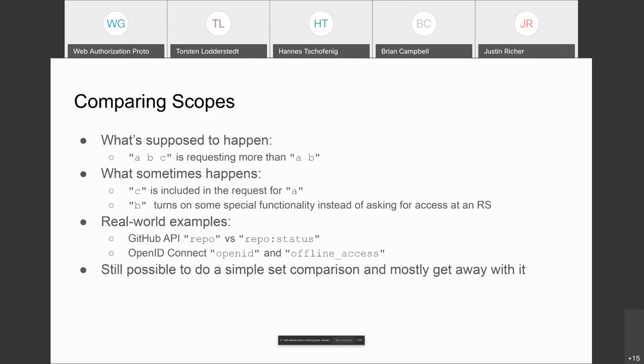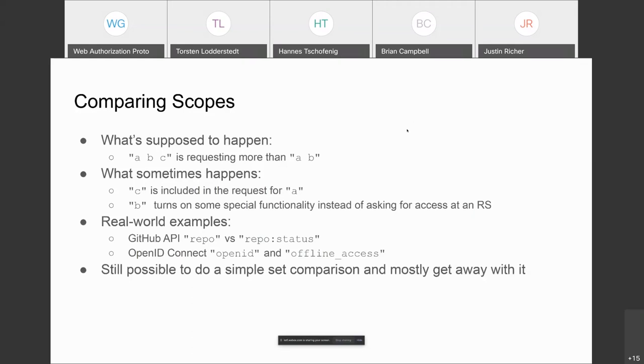Go ahead, please. With the first statement, it may be intuitive to say that if someone requests a scope of ABC, this actually is more than A plus B, but that assumption hasn't really been made in the scopes, at least in OAuth. Are you assuming that in the spec and spelling it out? No, that's actually spelled out in 6749. I think it's in section 3.3. Yes, section 3.3: if the value contains multiple space-delimited strings, their order does not matter, and each string adds an additional access range to the requested scope.